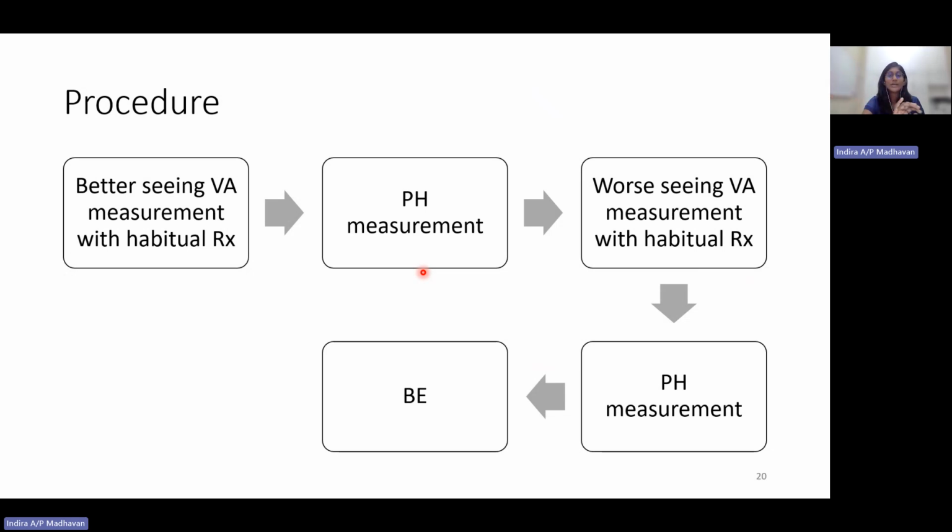Although it looks very simple, it will take some time for a patient to respond correctly for this.